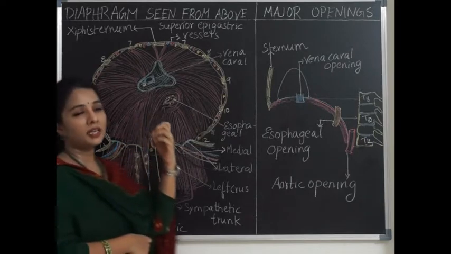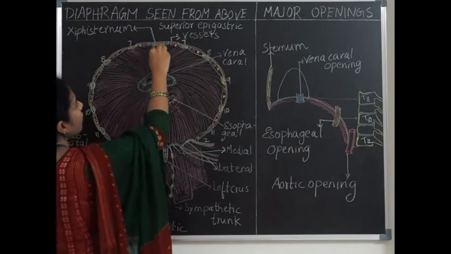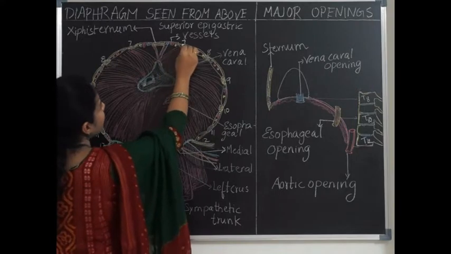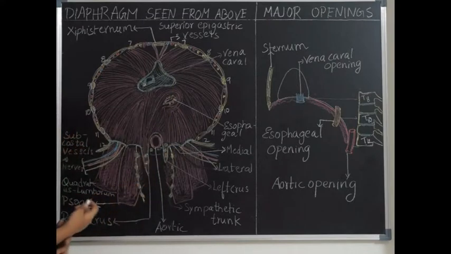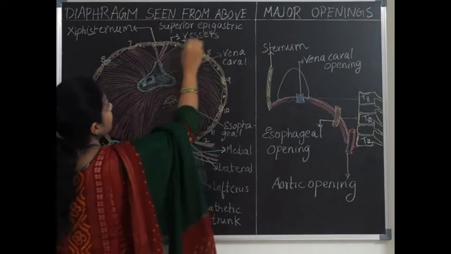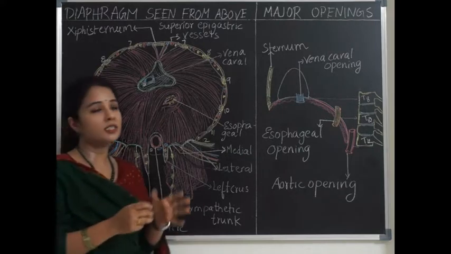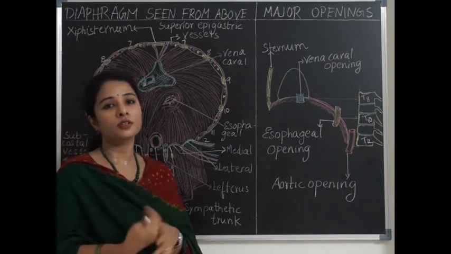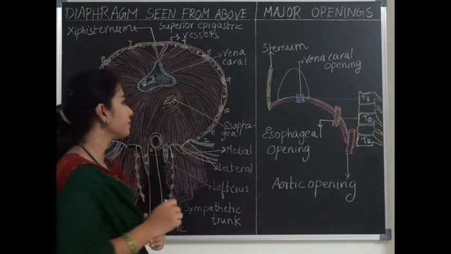We shall see other minor openings present in the diaphragm. Between the origin from the xiphoid process and the origin from the 7th rib, there is a small gap which is called Larrey's space. Normally, the superior epigastric vessels and nerves pass through Larrey's space. If the gap becomes enlarged, it causes herniation of abdominal contents into the thoracic cavity. In such a condition, it is called the foramen of Morgagni.